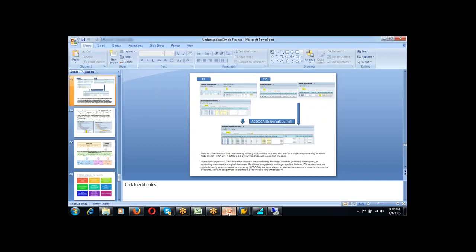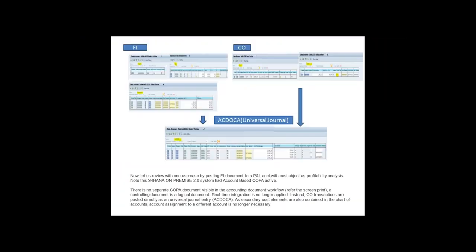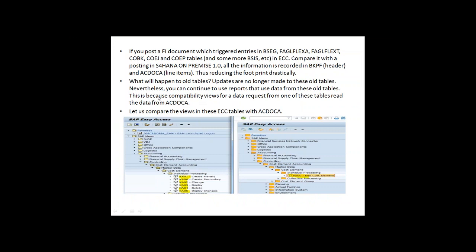Like this, a lot of advantages are there. So that is the reason here you can see the point. There is no separate COPA document visible in the accounting document workflow. And also the cost elements are not at all required. So let's take one example.